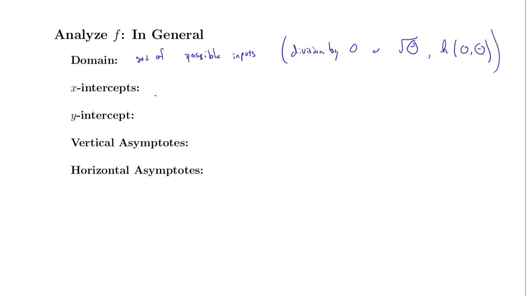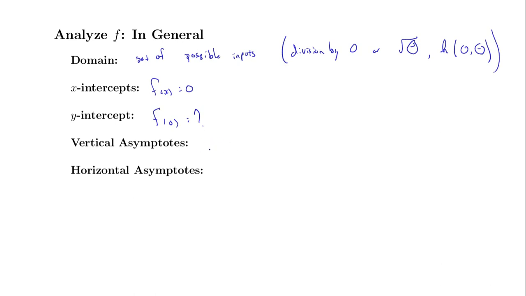To find the x-intercepts, we're really solving this equation. Set the function equal to 0, figure out where our y values are 0, what x values are going to do that for us. To find the y-intercept, we're really just evaluating our function at 0. There may not be a y-intercept depending on what the domain is. There might be multiple x-intercepts. There might not be any depending on what the function is. So we might see these kinds of things.